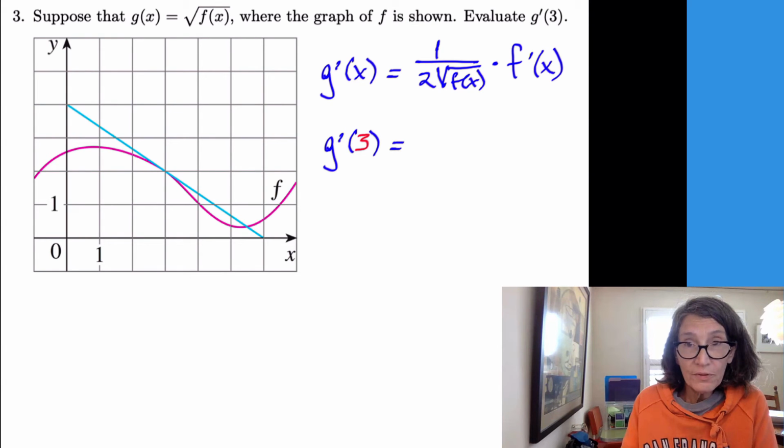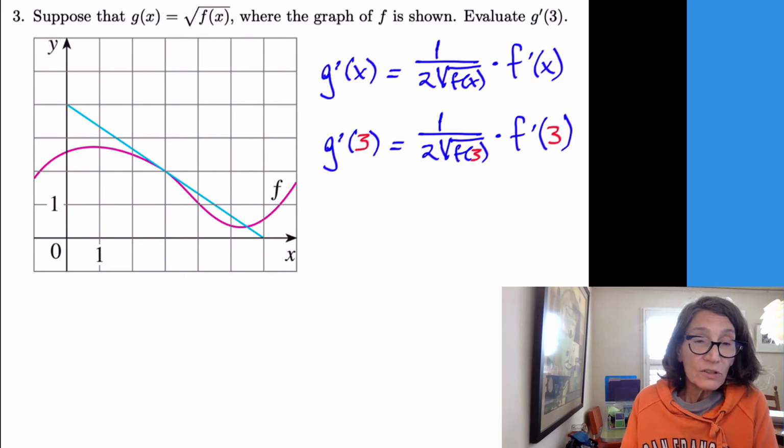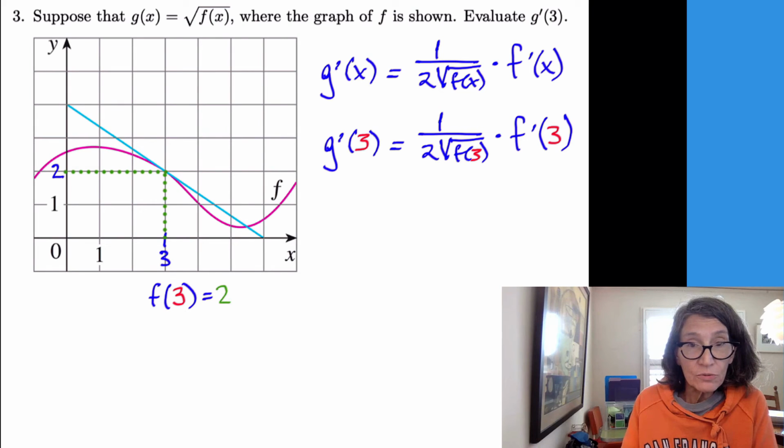And now we want to get g prime of 3, so we just replace all our x's with 3. So g prime of 3 is 1 over 2 times the square root of f of 3 times f prime of 3. Now we have to look at our graph. So first we need to find f of 3. F is the pink curve. So we locate the number x equals 3 on the x-axis, and then find the y-coordinate that goes with that point, and it's 2. So f of 3 is going to be 2.